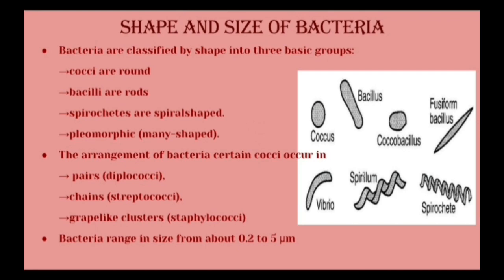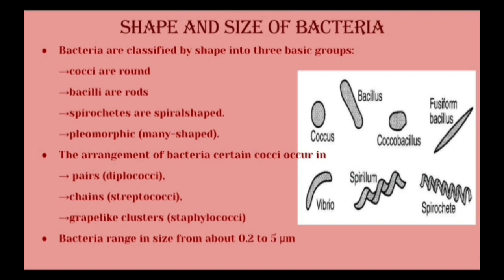So these are the basic forms, but there are other forms of shapes also, like coccobacillus, fusiform bacillus, vibrio, which is comma shaped, and spirillum. So these are the different shapes that can be observed. There is one more classification of shape, which is pleomorphic, that is, many shaped.